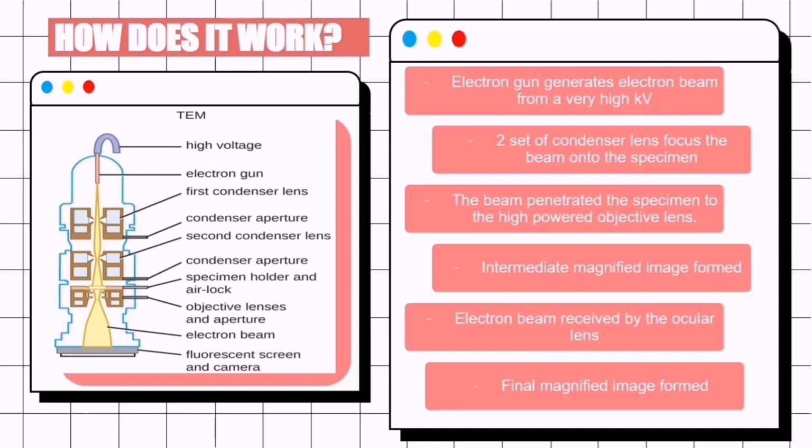As the beam penetrates the specimen, it will fall onto a high-powered objective lens, at which an intermediate magnified image will be formed. Later, the electron beam will be received by the ocular lens or the screen. At this stage, the final magnified image is formed, and this is where we can see the very high resolution of a microorganism or the specimen. So that's all for the theory.